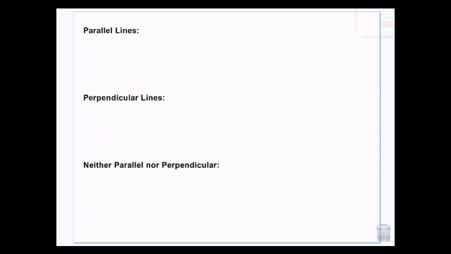Parallel lines. The definition of parallel lines are lines that never intersect. And by intersect, that means that they don't touch or cross each other. Parallel lines have identical slopes.